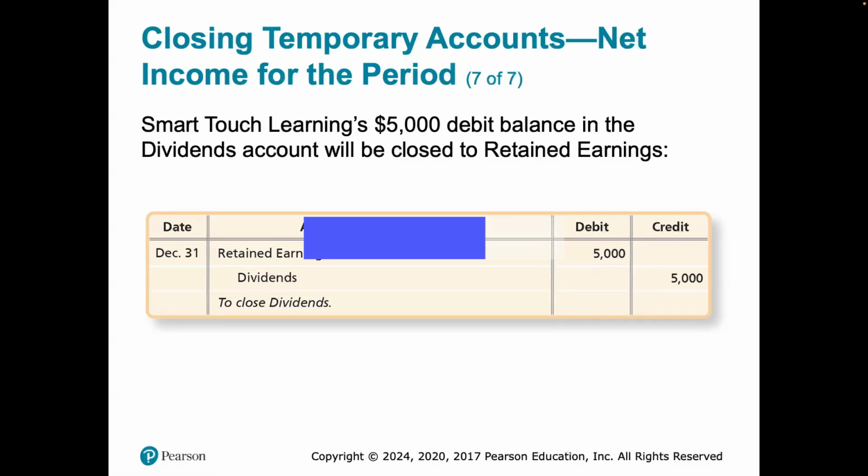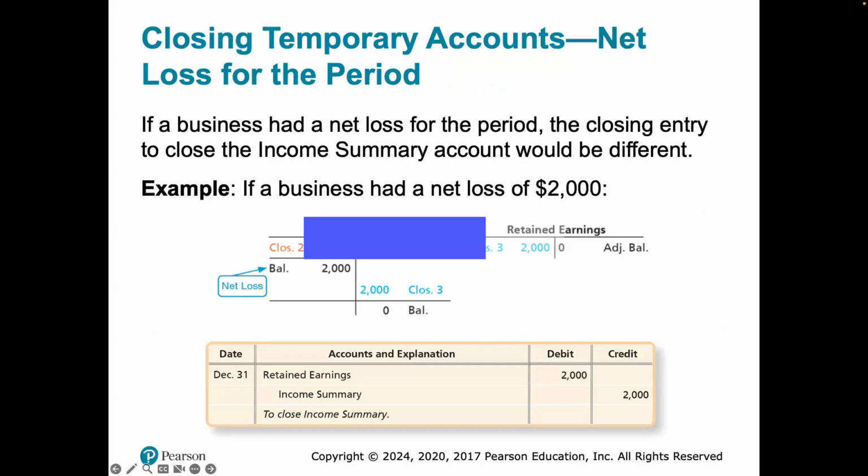Now is being transferred over to retained earnings and gives us a new retained earnings balance. If a business had a net loss, this is just something to be aware of. Not every business is going to have net income. We would hope so, right? Any business that we're a part of, we would hope that we would have net income, but sometimes there are periods where we have net losses.